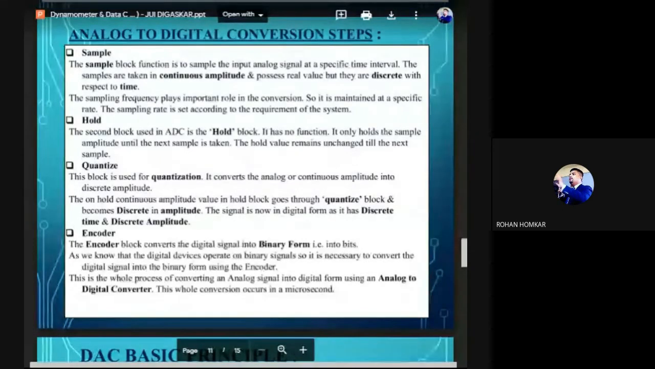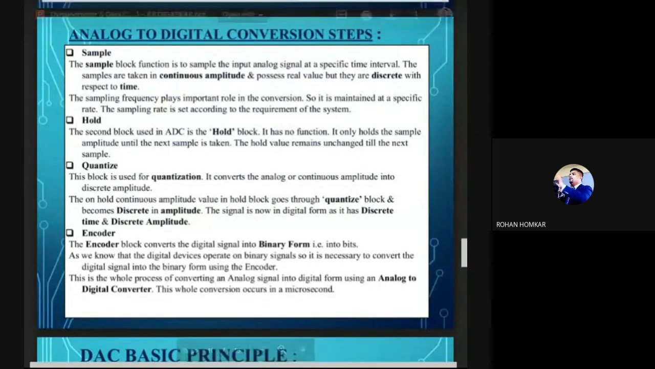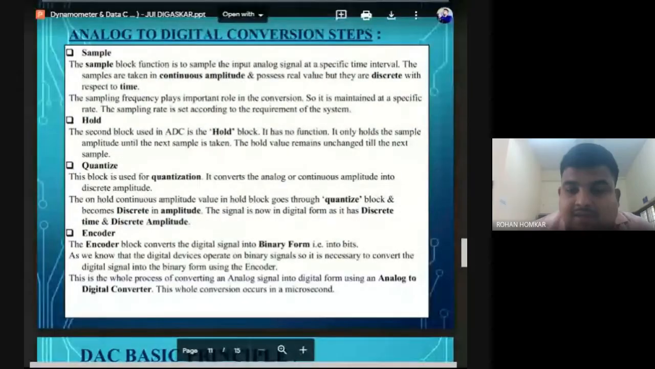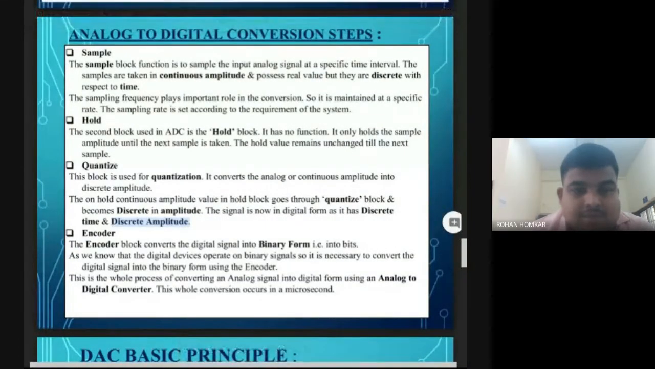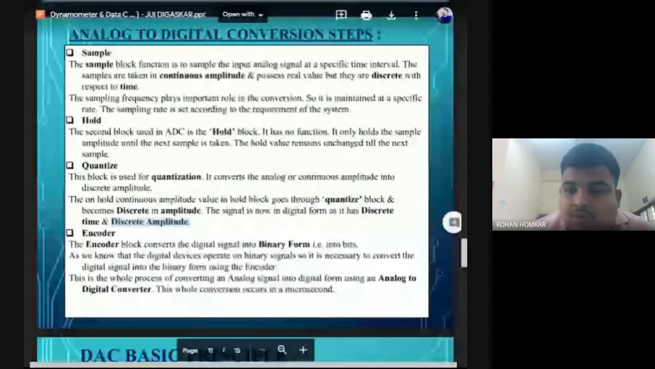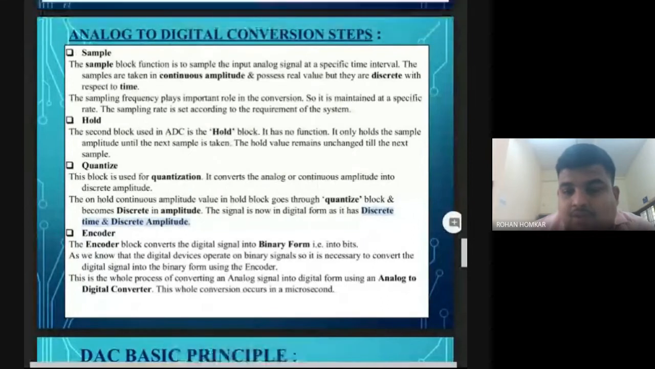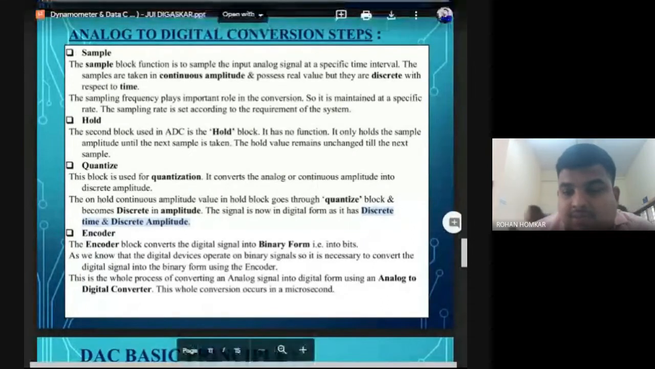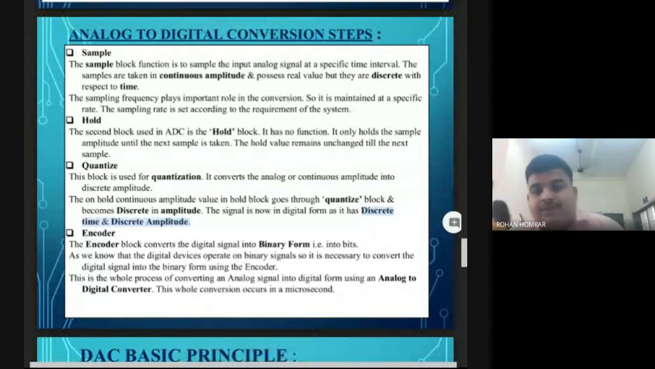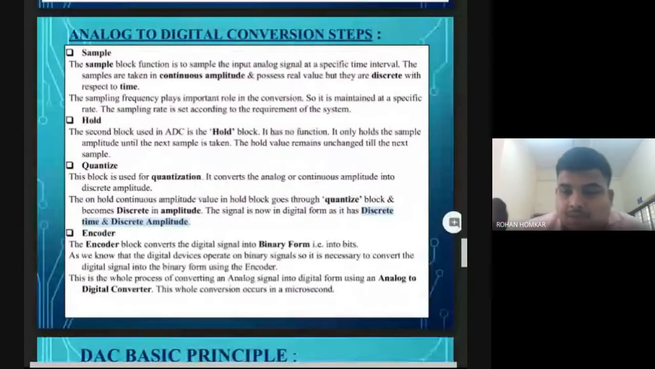अमplitude का जो वैल्यू है वो क्या हो रहा है वहाँ पे अभी चेंज हो रहा है, that is going to become a discrete amplitude. Okay, so now we already have discrete time data, and now we have discrete amplitude data. Then after receiving this data we need the encoder. Okay, encoder में क्या होता है वो देखते हैं. The encoder block converts the digital signal into the binary form, like into bits 0 1 1 0, like that.